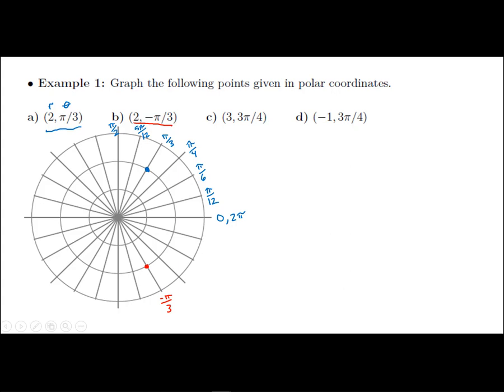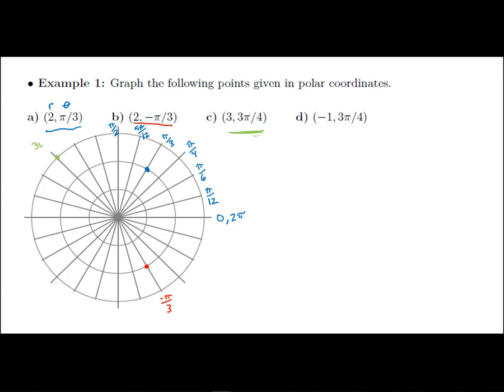All right, now if I want 3 comma 3 pi over 4, we'll use green for that one. So 3, I go out 3 to the circle of radius 3, and then I go all the way around to 3 pi over 4, which is right there.